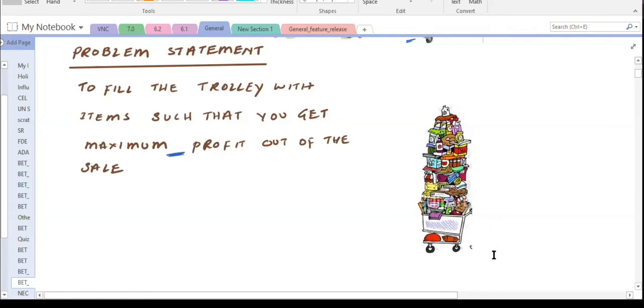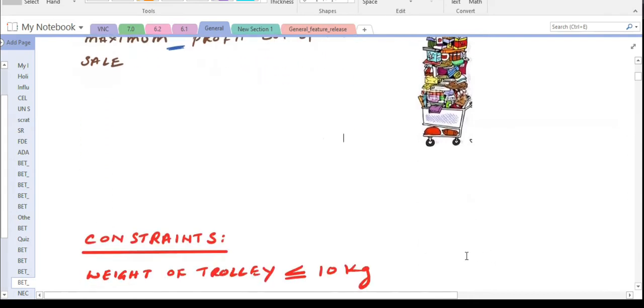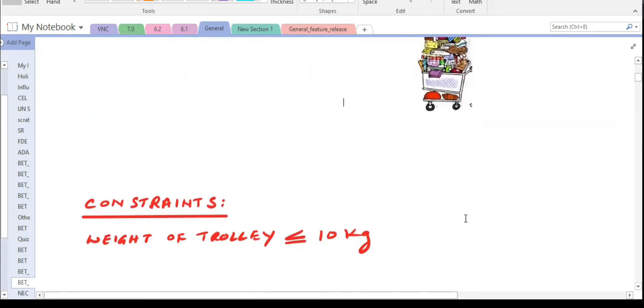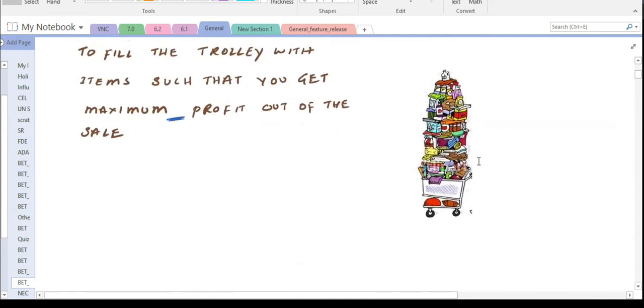Now let's imagine there's one constraint. They say, okay, you can go pick up anything in that supermarket, fill up the trolley, but make sure the weight of the trolley should be less than or equal to 10 kg. That means I cannot just dump like this, right? I can pick anything, my choice, but the weight of the trolley, now it is constrained. I cannot put max weight. I can fill only up to max 10 kg.